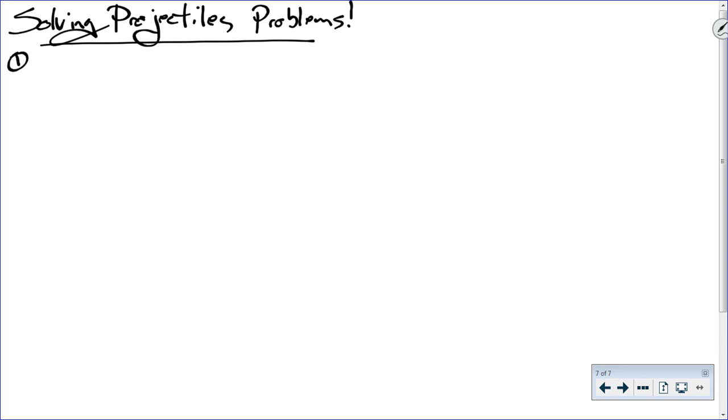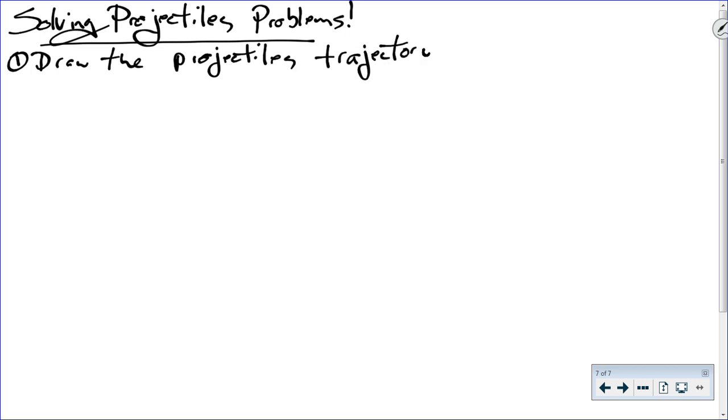All right, so solving projectiles problems. Step 1. Draw the projectile's trajectory. So what the bleep is a trajectory? It's a fancy physics word for the path that the projectile follows.